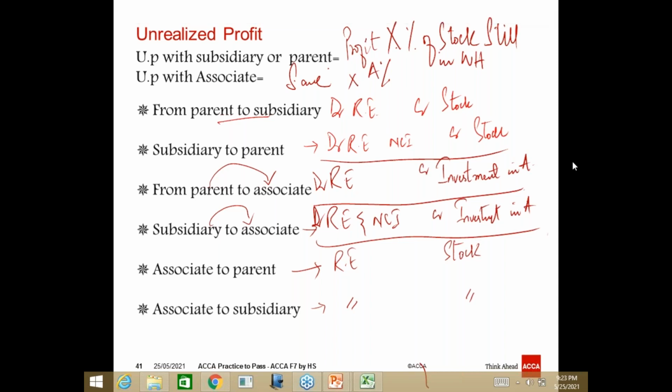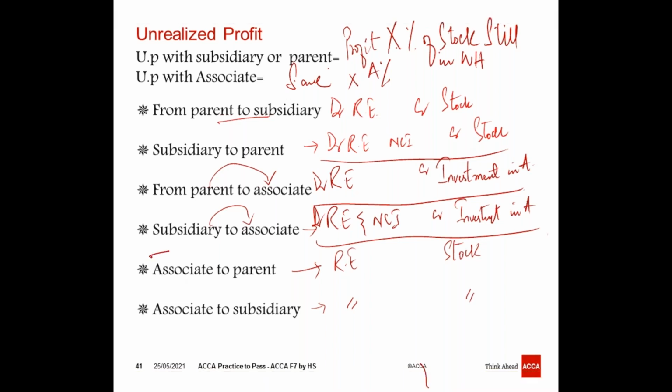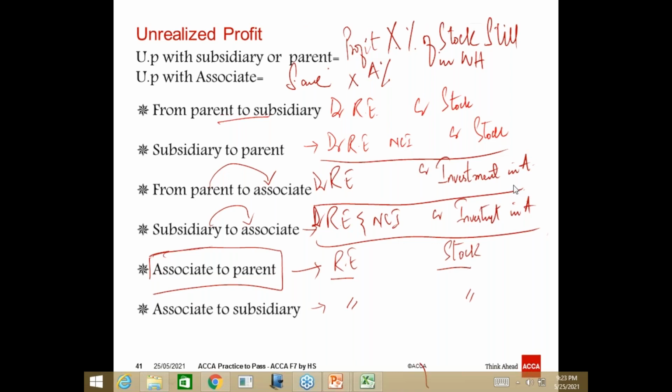If the associate sells to the parent, this is the case that you are asking. If the associate company is selling goods to the parent, the accounting entry will be retained earnings debit and stock credit. So these are the accounting entries that you need to learn. Investment will only be credited when associate is a buyer, not the seller. Yes, stock means inventory.